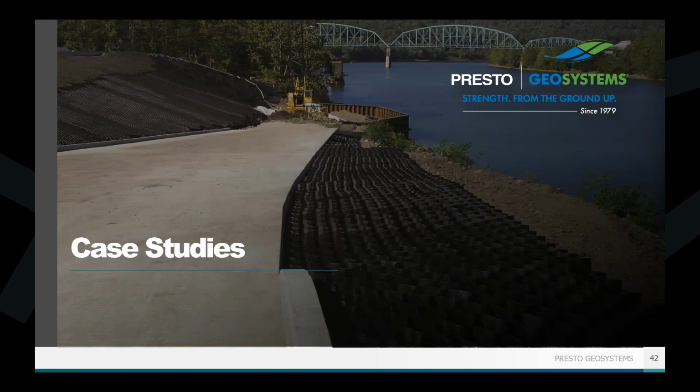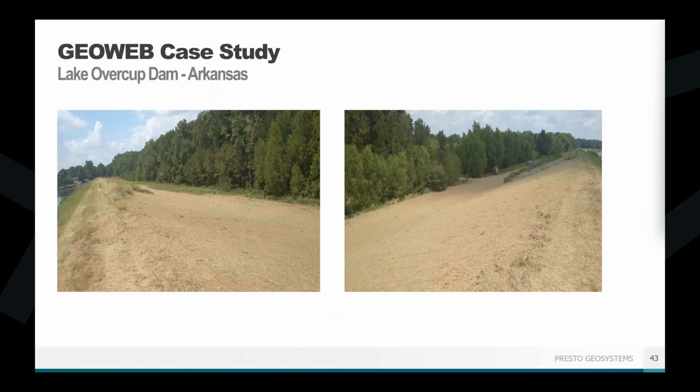All right, let's show some case studies. Everybody likes to see these things in the real world actually working. Nobody wants to be the first one to do something, right? So let's see how this works. So our first one is going to be Lake Overcup Dam. This is in Arkansas. It was a popular fishing hole and nature retreat, so very popular with the public.